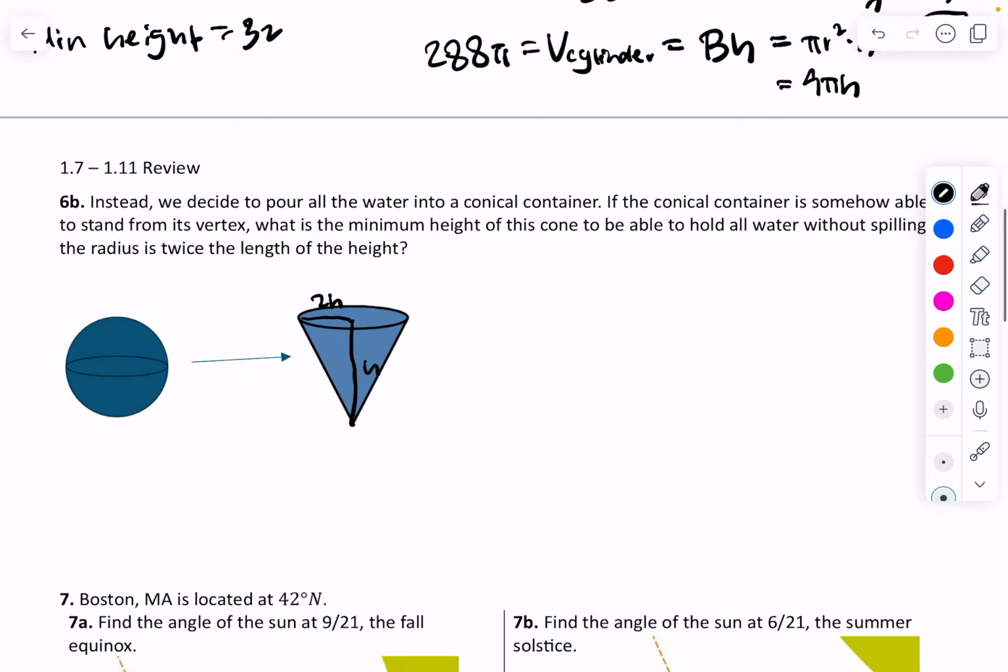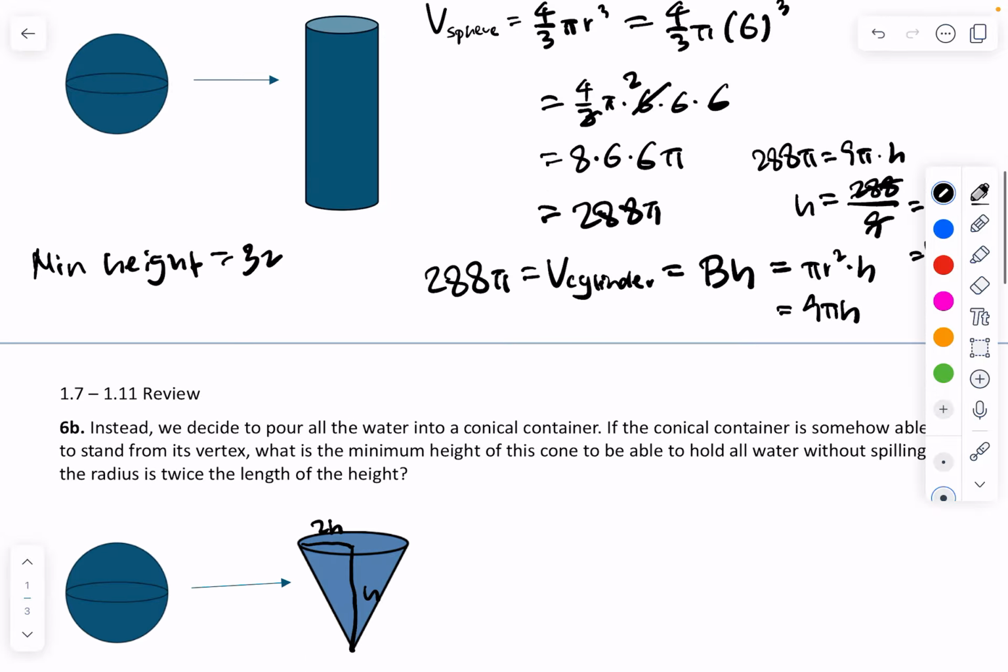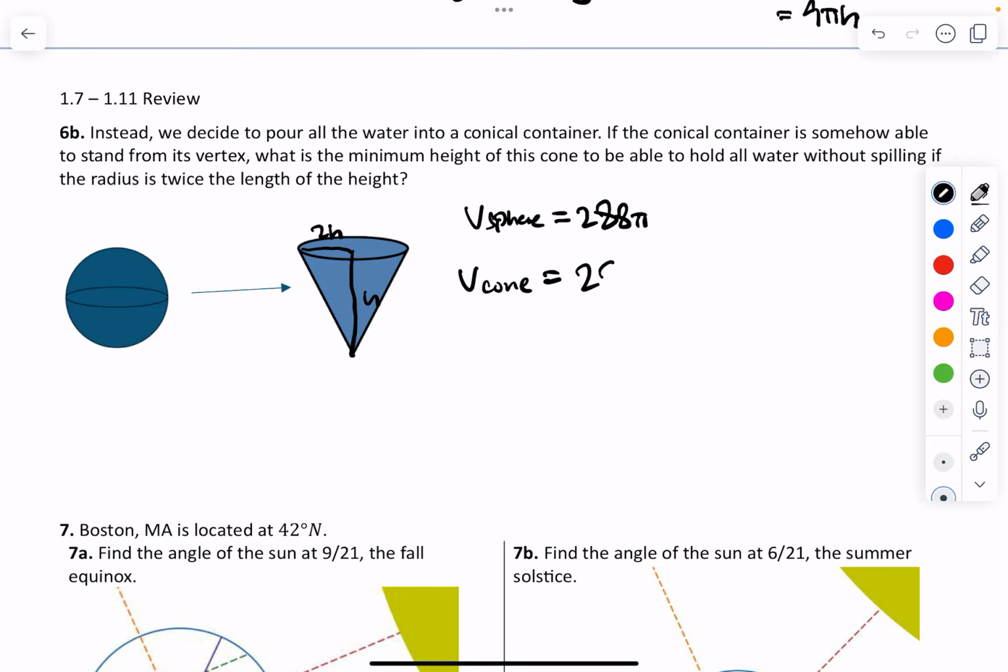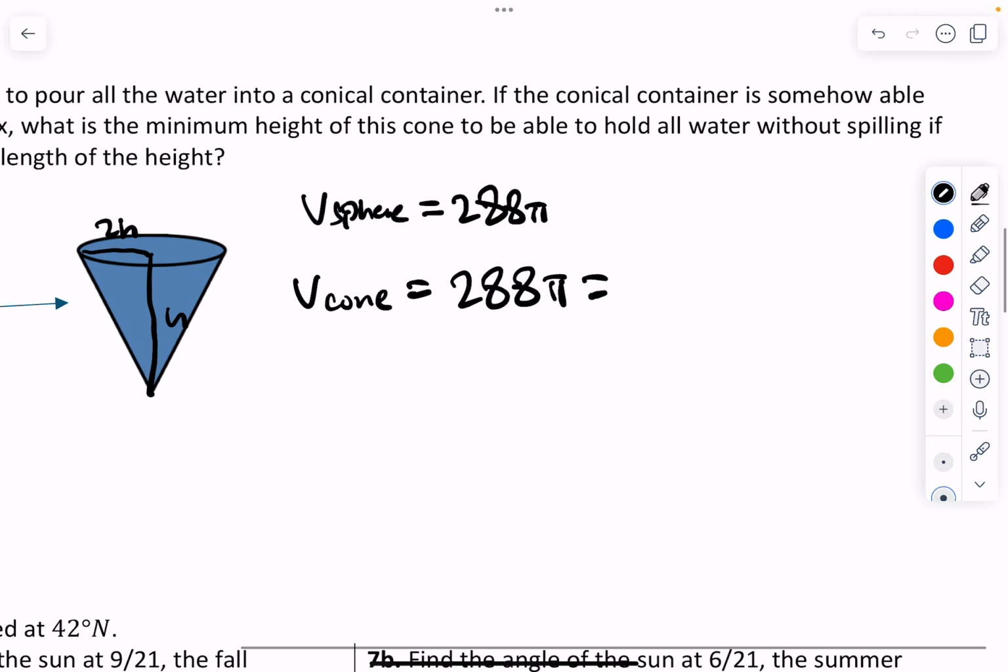So again, because we're taking the same sphere, the volume of the sphere would be constant. So V sphere here is also 288 pi. The V of the cone, as it is the same as the cylinder, because the volume of the cone is the same as the volume of the sphere, this is also 288 pi, but we can also express this in terms of the volume of a cone, right? This would be equal to 1/3 pi r squared times h.